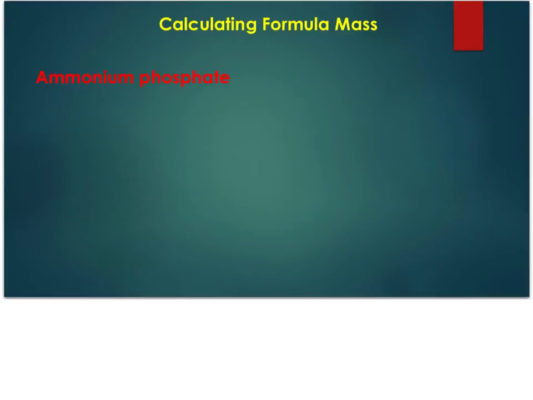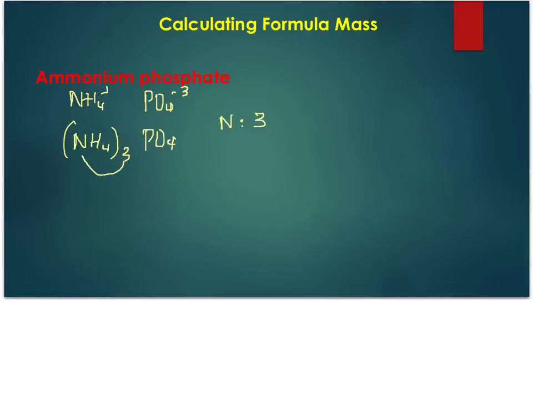All right, in this one we have ammonium phosphate. So ammonium is NH4 plus, phosphate is PO4 minus 3. So that means we need NH4, in parentheses, with a 3, then PO4. So for nitrogen, we have 3, that's 3 times 1. For hydrogen, we have 12 atoms. For phosphorus, we have 1. Oxygen, we have 4.